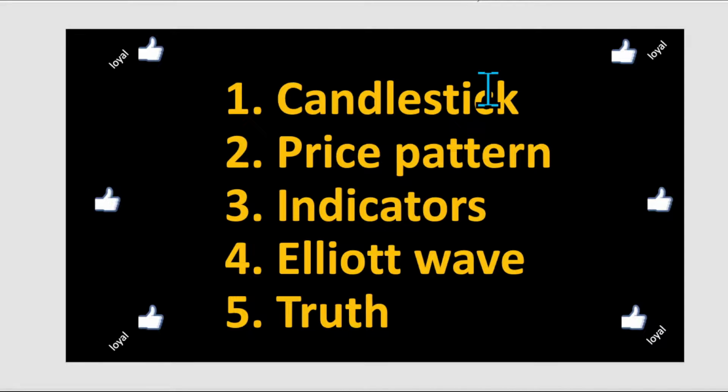The entire topic consists of 5 parts: candlestick, price pattern, indicators, and Elliott wave. The last part will tell you the truth about technical analysis.